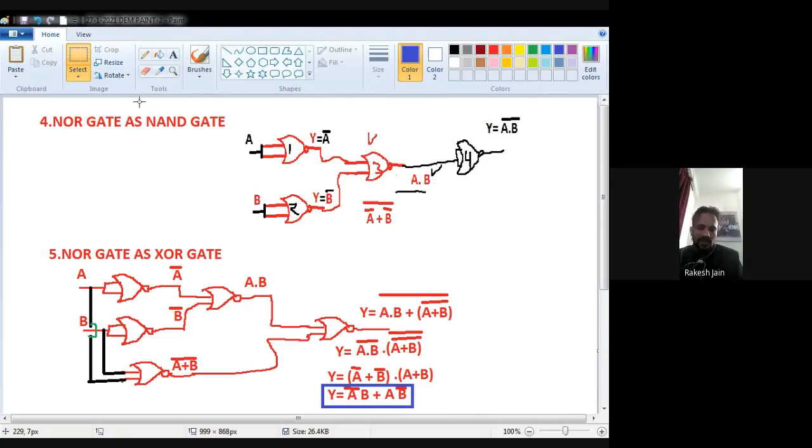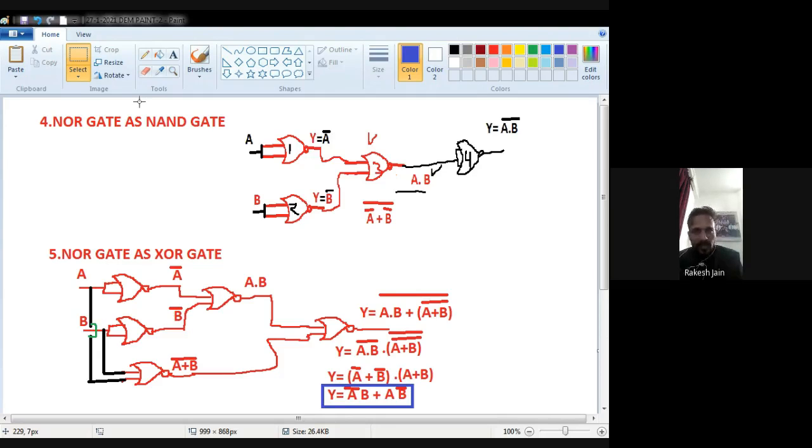So to realize the XOR gate with the help of NOR gates, I use here 5 NOR gates. The first NOR gate has input A and the second NOR gate has input B, behaving as a NOT gate, NOR gate as a NOT gate. So both the inputs of each are connected together to the same input. Then the output of the third NOR gate will be A dot B.